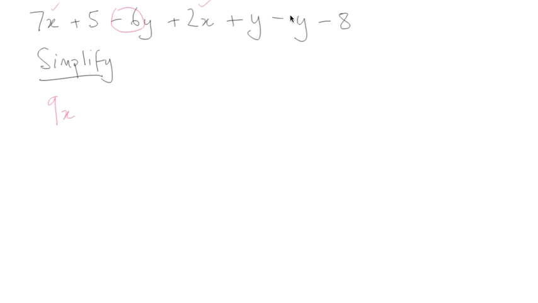Now these two directly cancel. A plus y minus a y make no y's, so I'm just left with minus 6y. And then I've got 5 minus 8, which makes minus 3. I've simplified this expression to just this thing.